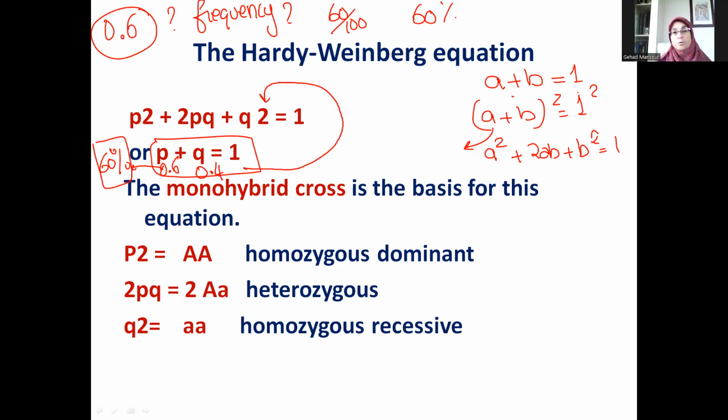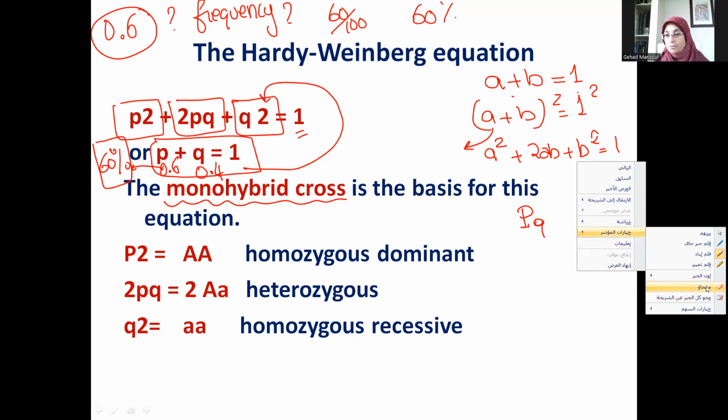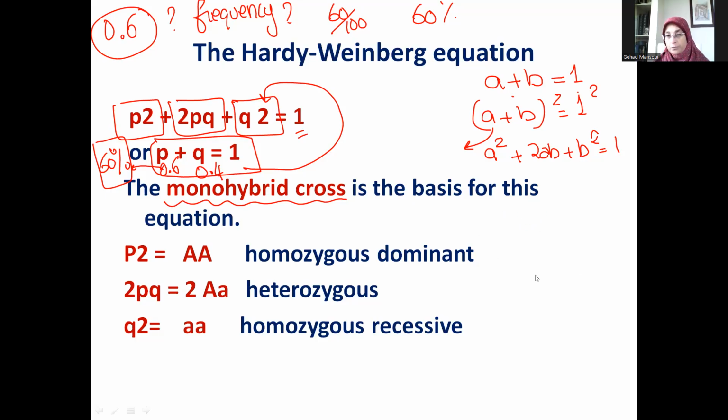And then we square both sides of the equation, and we have P squared plus 2PQ plus Q squared equals 1. And it is essentially related to the monohybrid cross. Why the monohybrid cross? Because if you have a monohybrid cross, if you have two individuals, PQ, and now we are not using an uppercase letter and a lowercase letter, but we're using two different letters in order to be able to use the same formula as Hardy-Weinberg. So we should write them both lowercase.